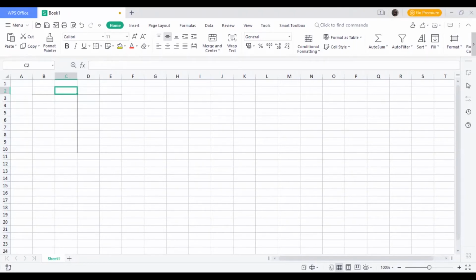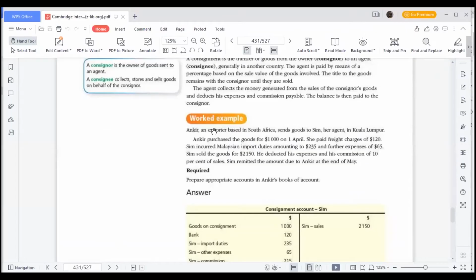Ankir, an exporter based in South Africa, sends goods to Sim, her agent in Kuala Lumpur. Ankir purchased the goods for 1,000 on April. She paid freight charges of 120. So now Ankir is paying freight charges 120, but still it's a charge on consignment because whatever the cost is involved in producing that product should be taken under consignment account.